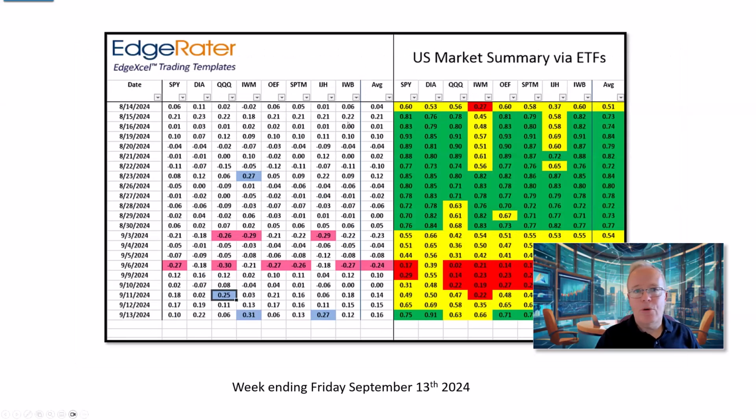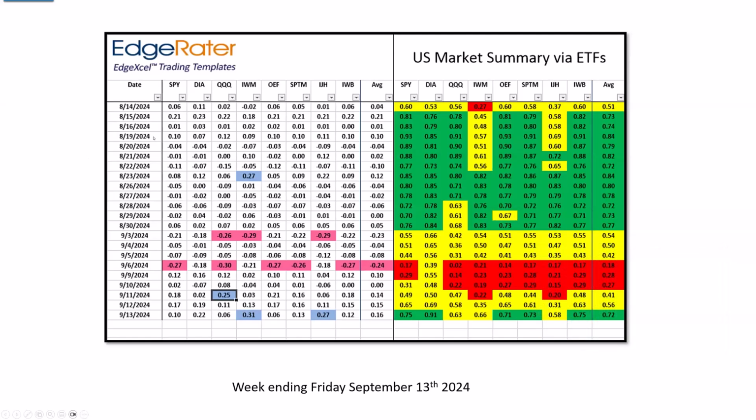And here's the summary report of the markets using the ETFs. Last time it was, I believe, the weekend of the Labor Day weekend, so the last trading day was Friday, the 30th of August. At that point, we were in this line of green here with one yellow index, which was the Qs. And the market really at that point was at a peak.